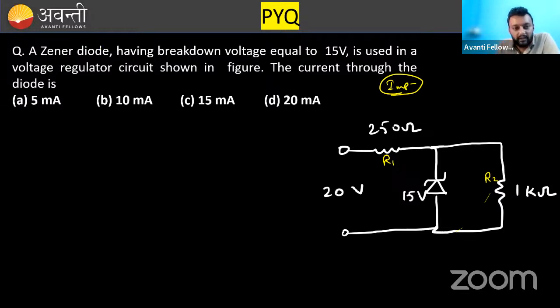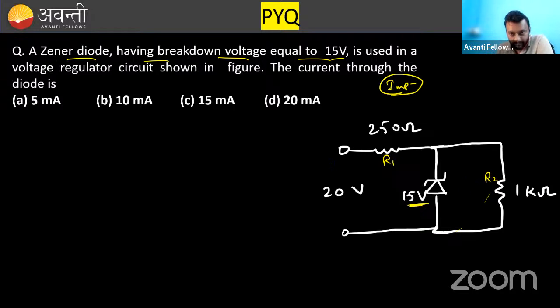Now the question says, a Zener diode having breakdown voltage equal to 15 volts, that means the voltage across it is 15 volt, is used in a voltage regulator circuit shown in the figure. The current through the diode is? So they are talking about the current in this diode only, not anywhere else.